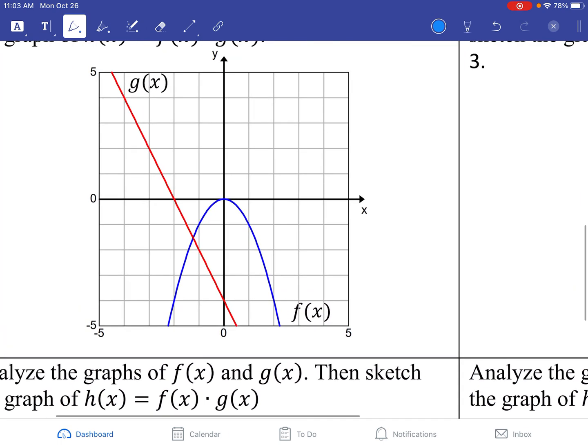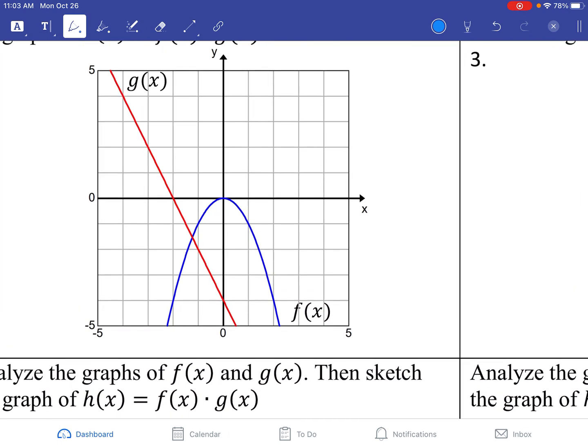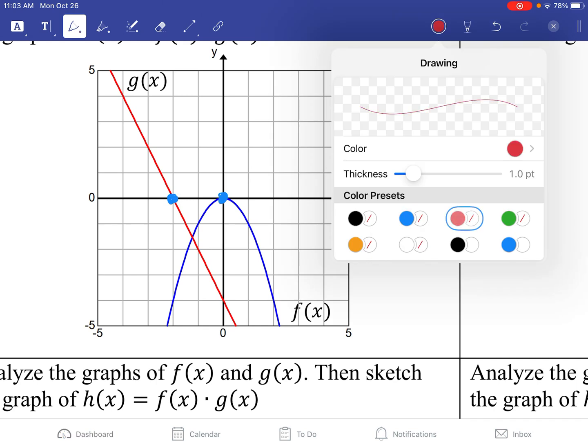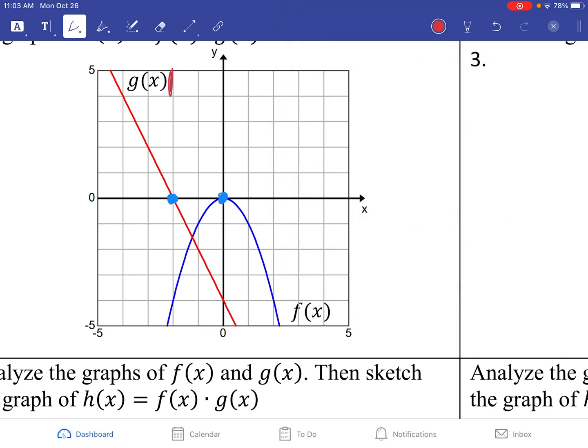Okay, so again, we're going to have our points where the graph's going to cross or touch the x-axis. So that's 1 right here. And this parabola is going to touch the x-axis right at 0. So we're going to have our regions here. So we have 1 here, and 1 here. Okay, so we have 1, 2, and 3.